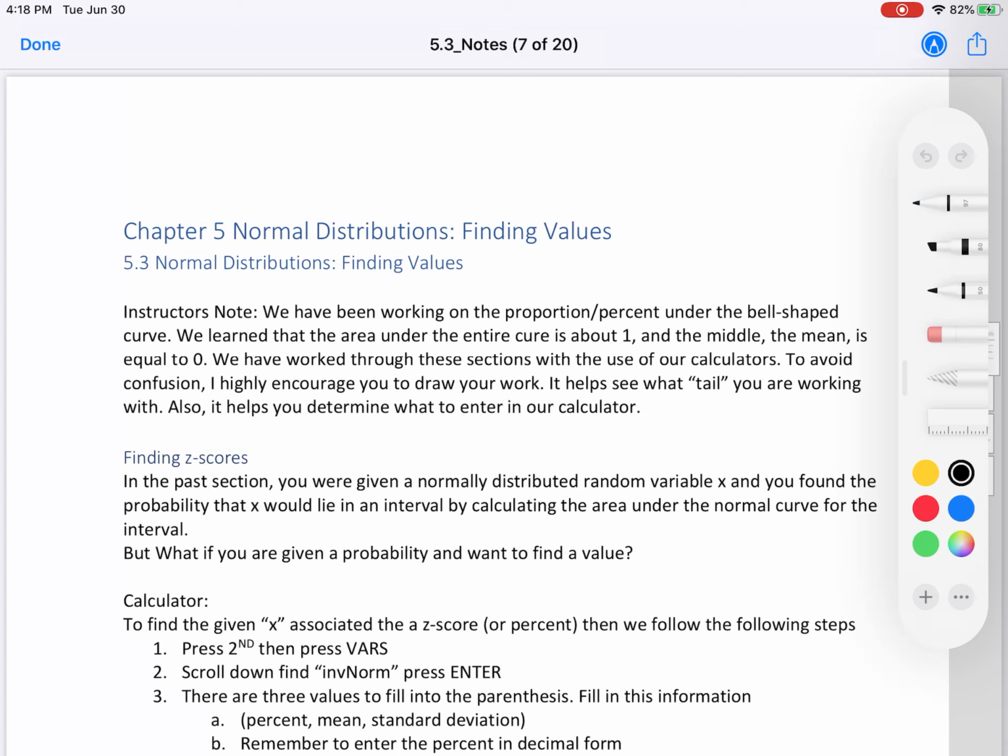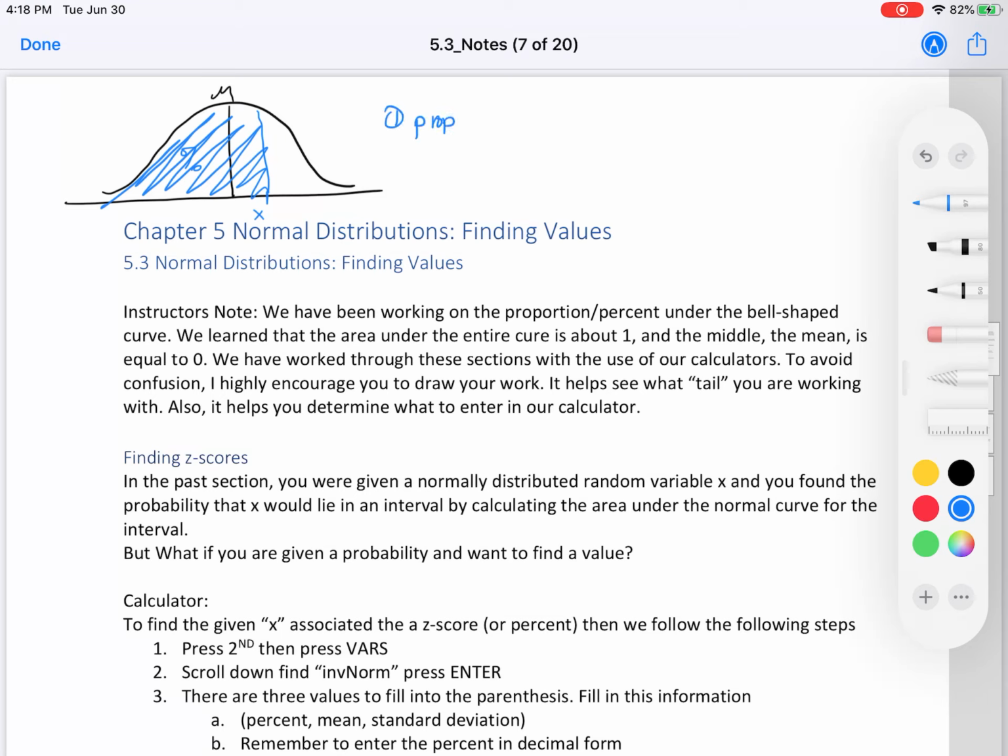Meaning we have some bell-shaped curve, and we have some mean, and we want to find, we know the probability, we know the percent that corresponds to it, but we don't know what this value is. That's what this section is about, finding that value, and you're given either the actual probability, or the z-score. With those two pieces of information along with the standard deviation, we can find what that stopping point is.